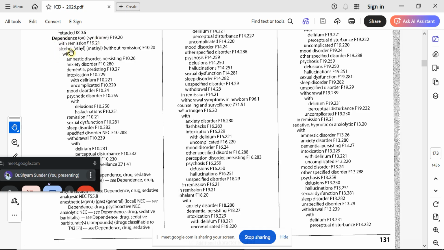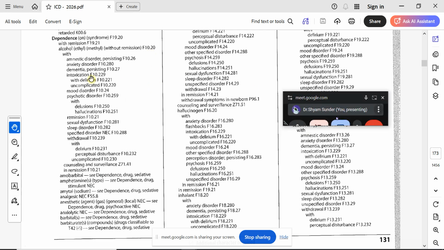Dependence, alcohol: F10.20. Because of dependence, if the patient has any symptoms or conditions, then you have a very specific code. For example, if the patient has anxiety disorder, F10.280; mood disorder, F10.24. These are specific codes, but the question, yes, we can stop it here.